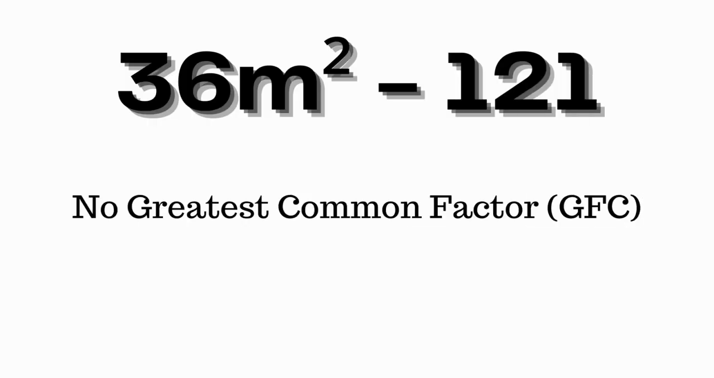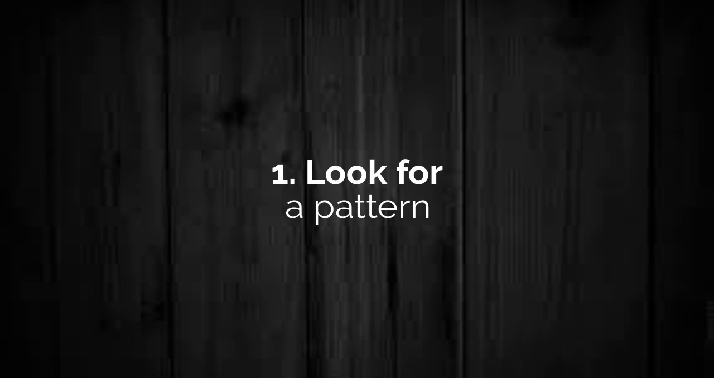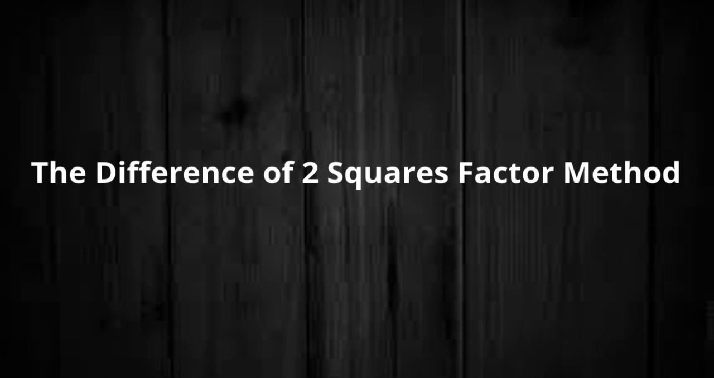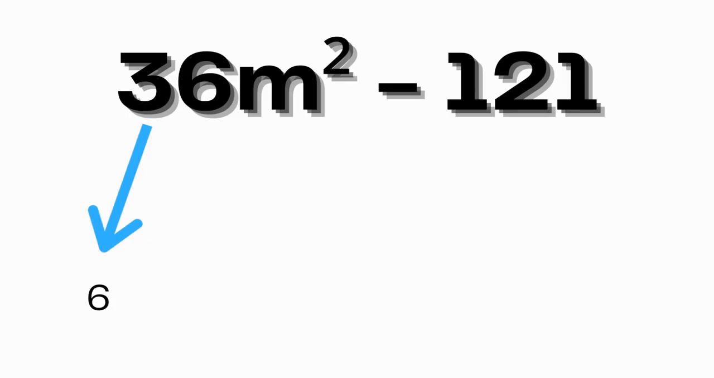In this first problem, there is no greatest common factor between the two terms, so the next step I would take is to look for a pattern. There is a pattern: both terms are perfect squares, so the difference of two squares method will be used to solve this equation. Looking at 36, its square root is 6.